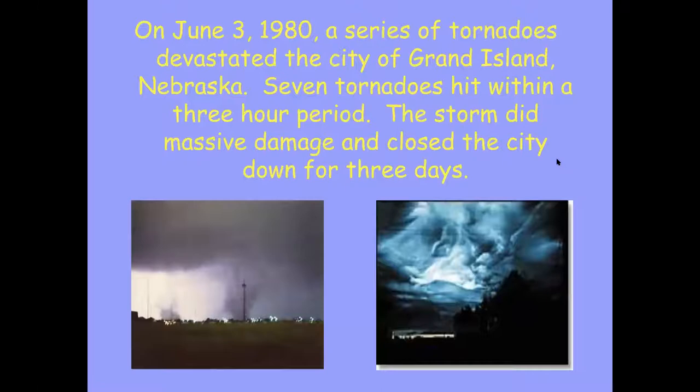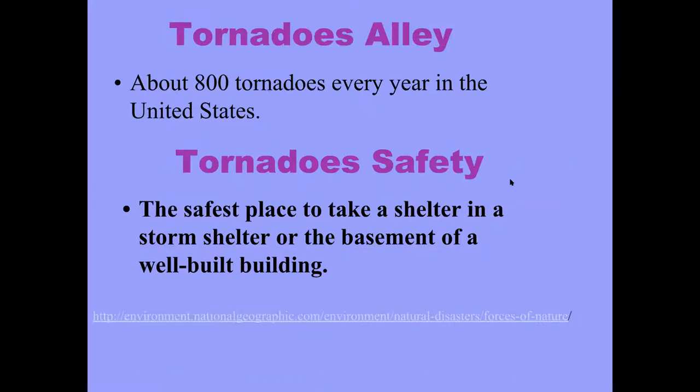On June 3rd, 1980, a series of tornadoes devastated the city of Grand Island, Nebraska. Several tornadoes hit within a 3-hour period. The storm did massive damage and closed the city down for 3 days. Tornado Alley, in that area, sees about 800 tornadoes every year.